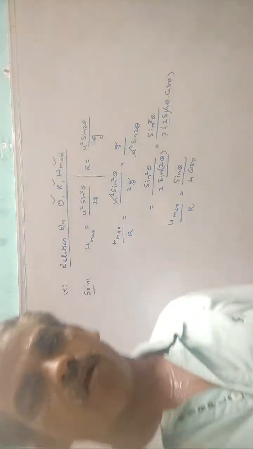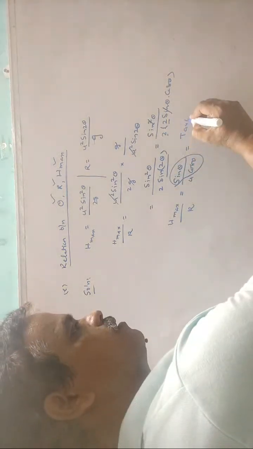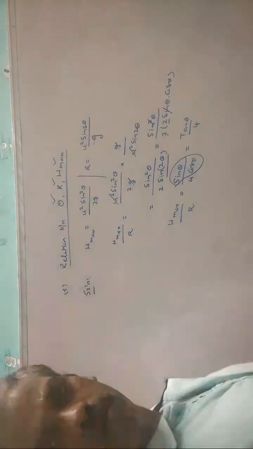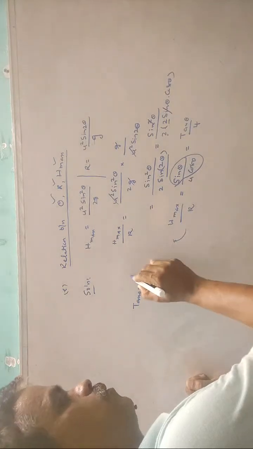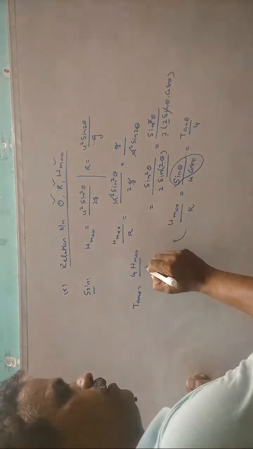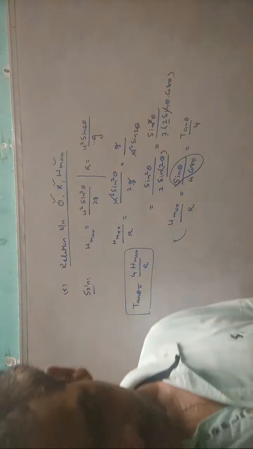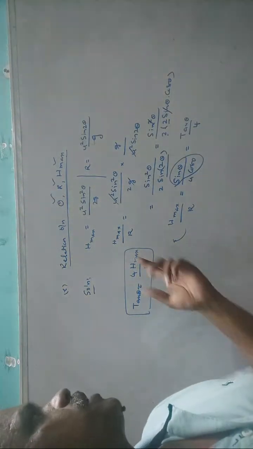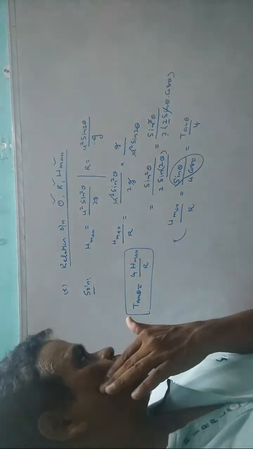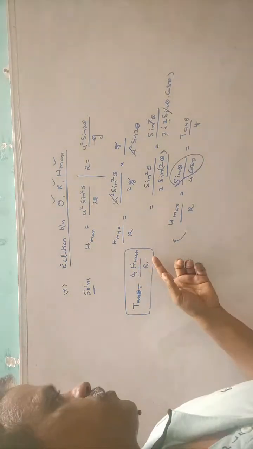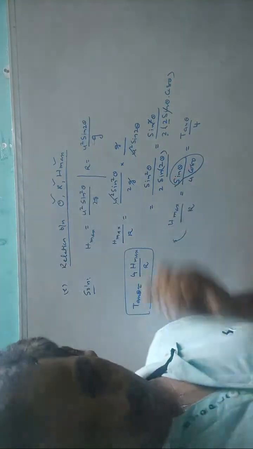So we can write sine theta by cos theta, tan theta by 4. So we can write tan theta equal to 4 h max by R. So this is one more relation between theta, R and h max. Just copy it. This is also one important formula: tan theta equal to 4 h maximum by R. Theta is nothing but the projection angle.